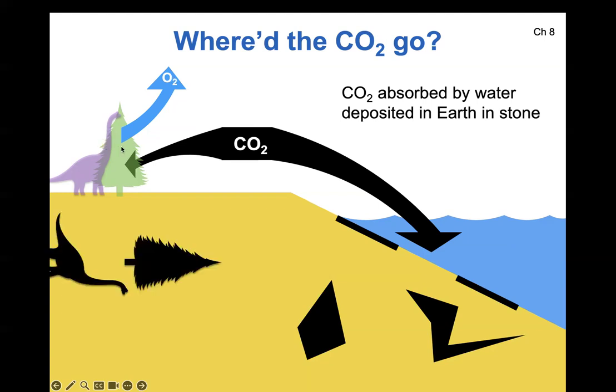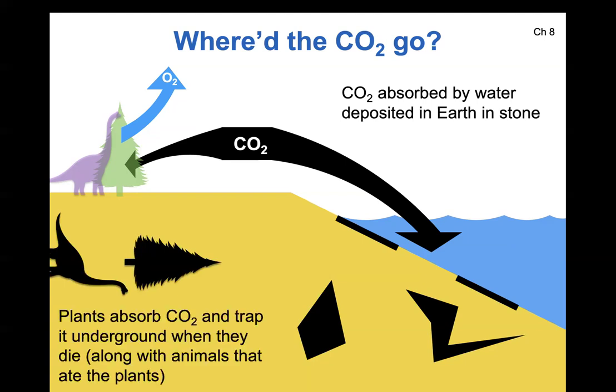Well, what happened with a lot of plants is that they absorbed the CO2 and then trapped it underground when they died, along with the animals that ate the plants. So when we talk about fossil fuels, that's what we're talking about. And there are some cool ideas about this because there have been some key points in Earth's history, right? Life's been around for over 3 billion years of the 4.5 billion years the planet's been around.